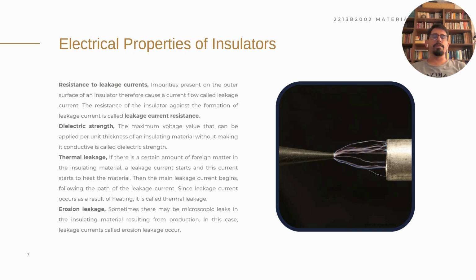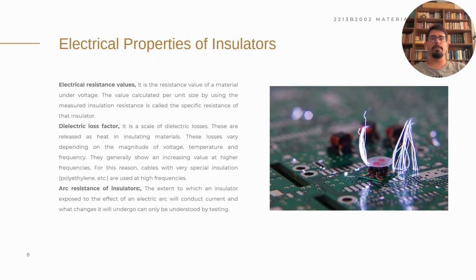Lastly, we have erosion leakage. Sometimes during manufacturing, tiny microscopic cracks or gaps can form inside the insulator. These defects allow small amounts of current to leak through as well. That's erosion leakage, and it's another factor to watch out for in material quality. All these factors remind us that even the smallest flaws can affect how well an insulator performs.